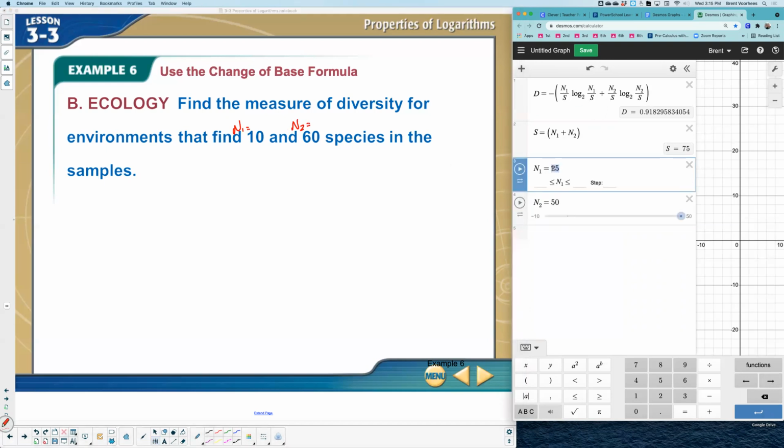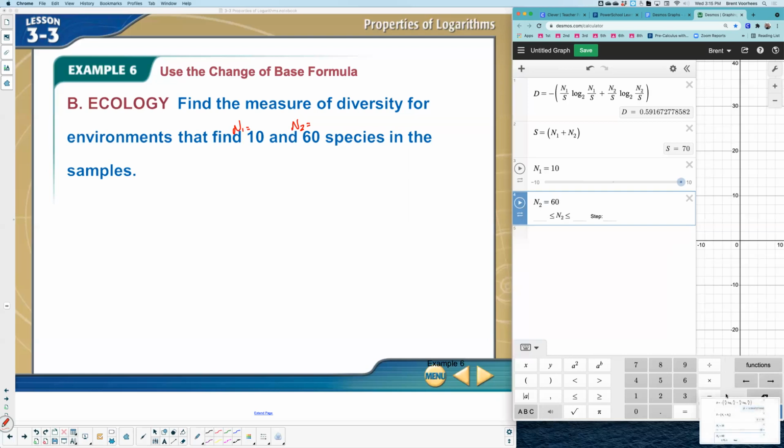All I have to do is change N1 to 10 and N2 to 60. I do that, I get my new diversity. And so you'll see that this diversity is a lower percentage, and that makes sense.